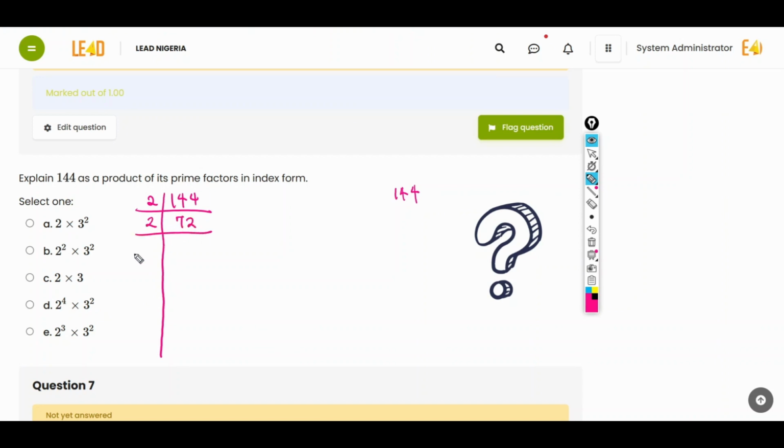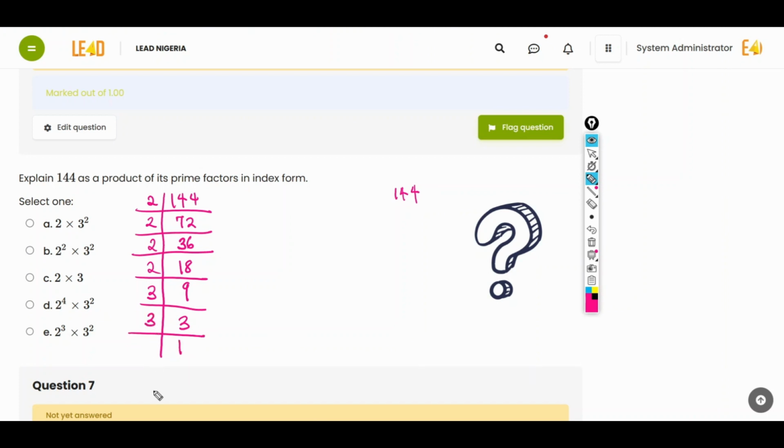I can use 2 again because it's an even number. I can still use 2 because it's an even number. This gives me 36. I can use 2. This gives me 18. I can use 2. This gives me 9. 9 is not an even number, but I can use 3. This gives me 3. And 3 again gives me 1.